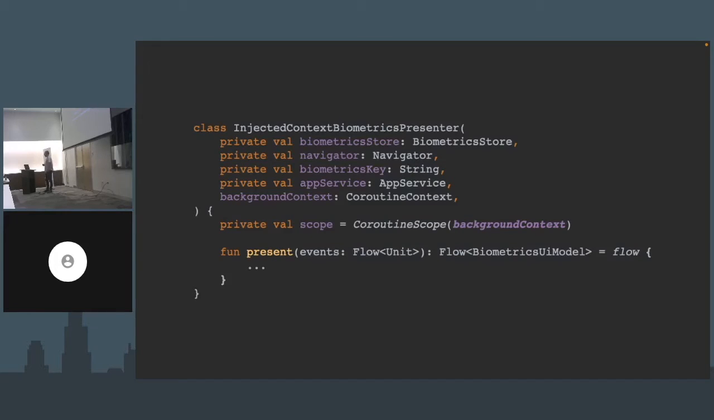So we do what I just recommended. We inject a background context, let's say a CoroutineContext, but, frowny face, our code is still unfortunately problematic. The reason for that is if we inject EmptyCoroutineContext here, guess what dispatcher the CoroutineScope ends up using?